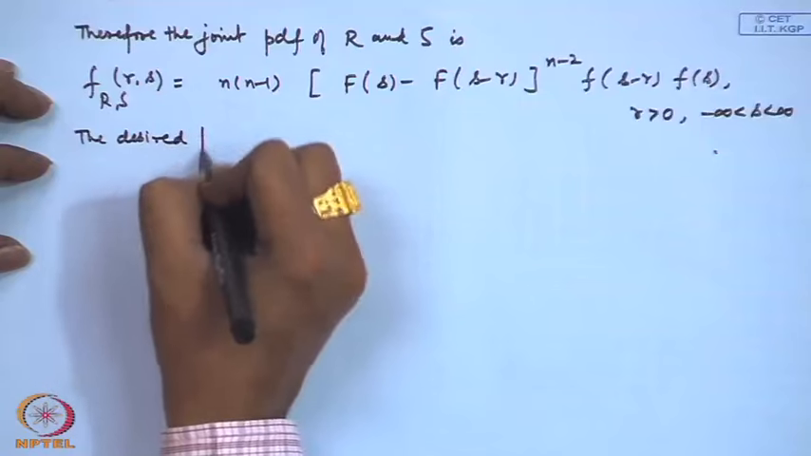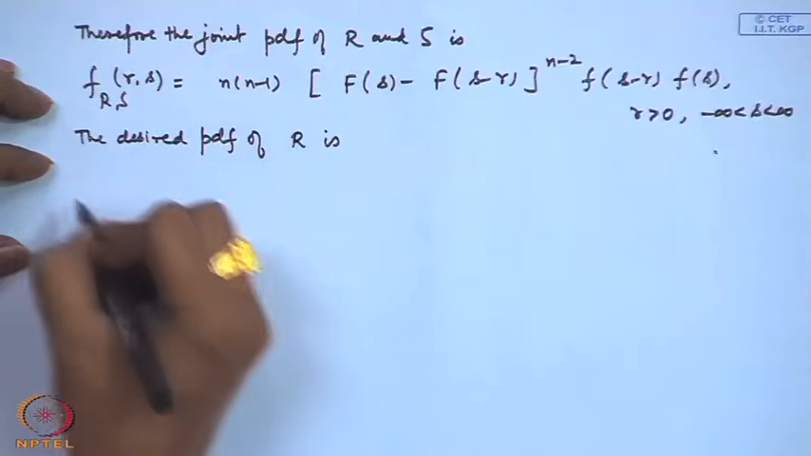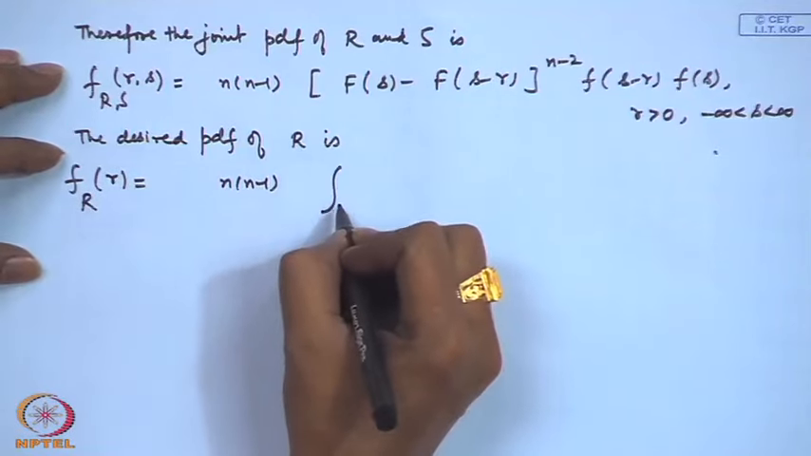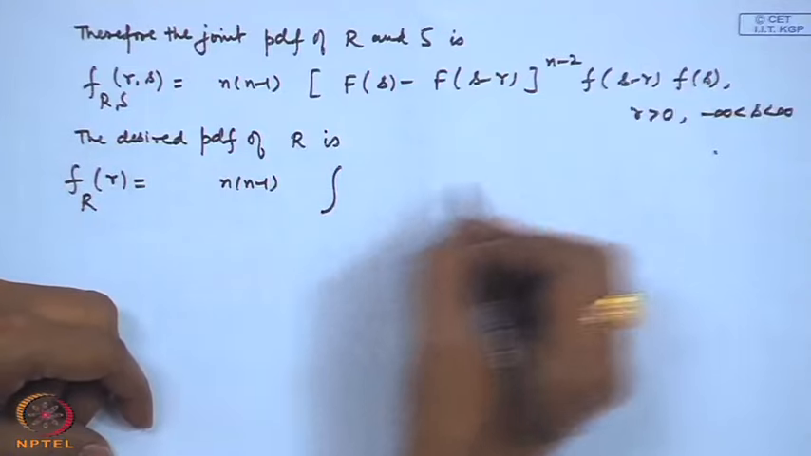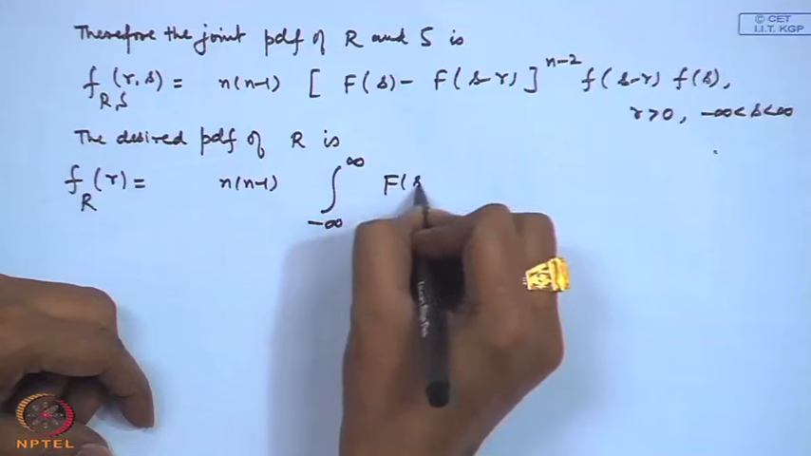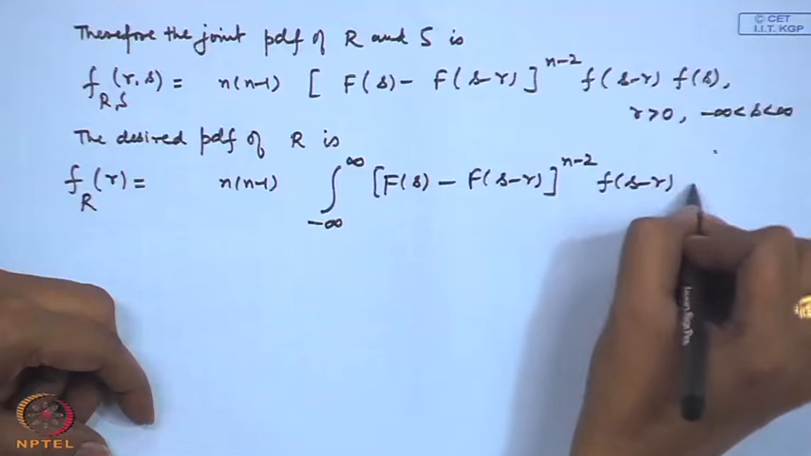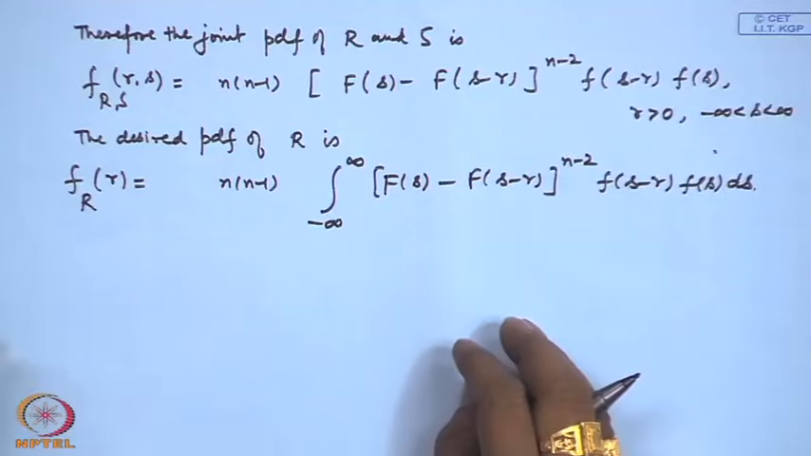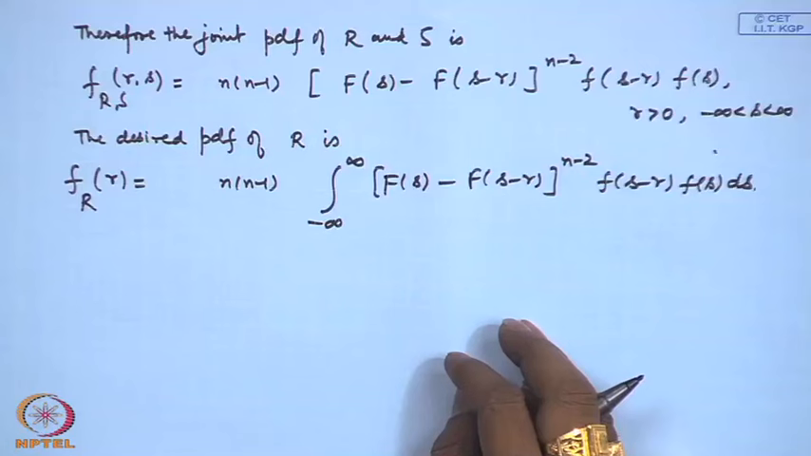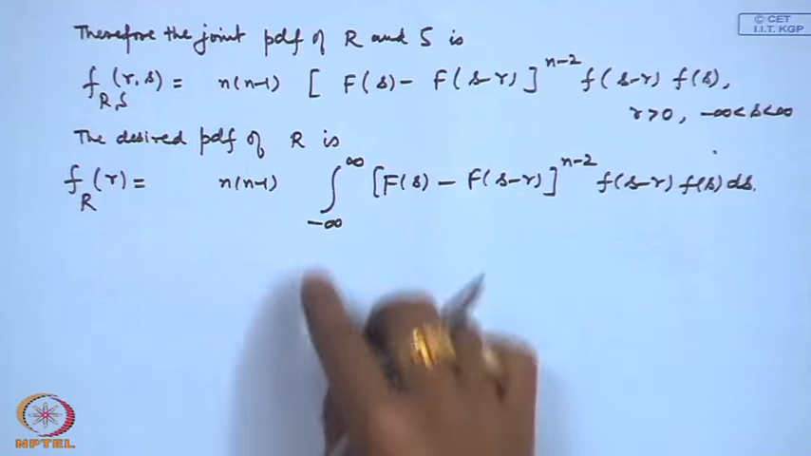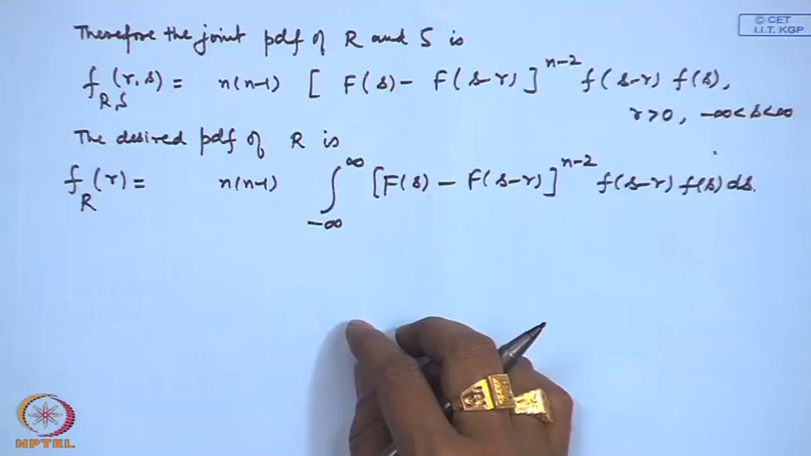The desired PDF of R is obtained as n into n minus 1 times the integral, and when you integrate with respect to s, this will be from minus infinity to infinity, of F of s minus F of s minus r to the power n minus 2, f of s minus r, f of s ds. One important thing that you notice: in the distribution of the sample median, when the sample size was odd, it was quite difficult to write down the integral form there. But in this case, since the range is the full, the derivation of the distribution of the sample range will not be that complicated.